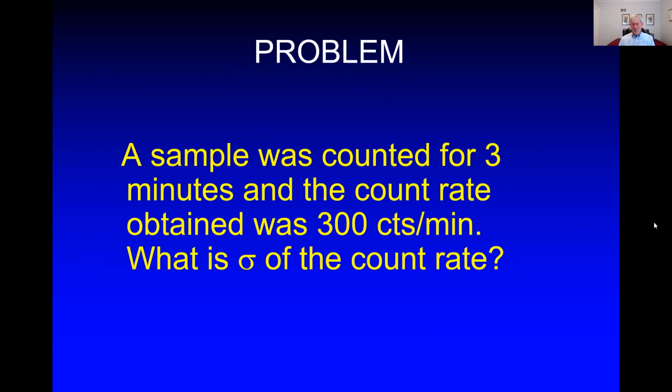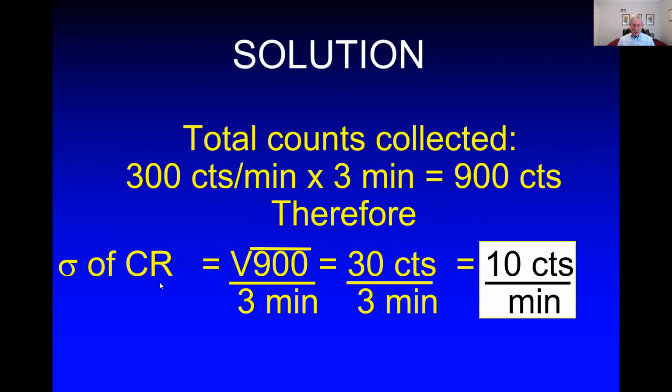So first time I looked at this, I said, okay, the count rate is 300. The square root of 300 is around 17 or 18. I would take the 18 counts, divide by 3, and come up with 6. Turns out that is totally the wrong way to do the problem. What you have to do is determine the total number of counts collected. How many was that? 300 counts per minute times 3 minutes is 900. So we say, yes, we collected 900 counts in 3 minutes. The square root of 900 is 30. And 30 divided by 3 is 10. And that is the correct answer.